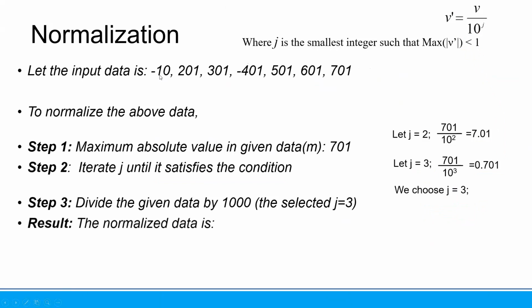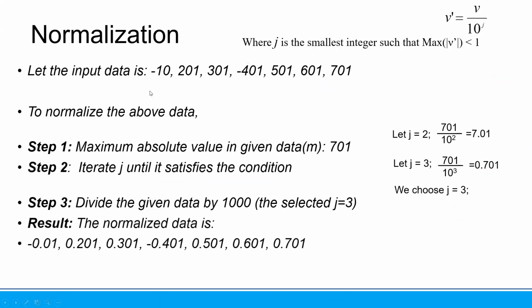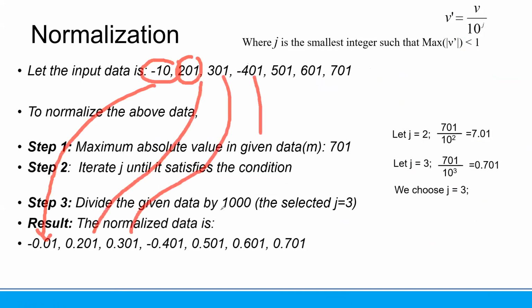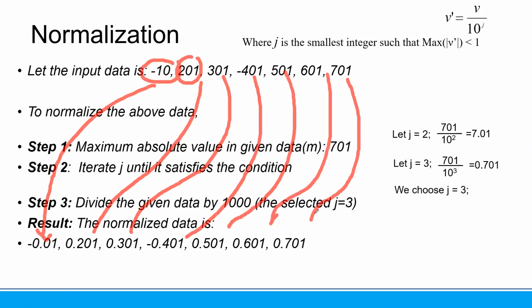So the normalized data will be minus 10 divided by 1000, 201 divided by 1000. So this will be the new data after the transformation. Okay. So you can see for every one of this data, this is the result after we normalize it by dividing by 1000.